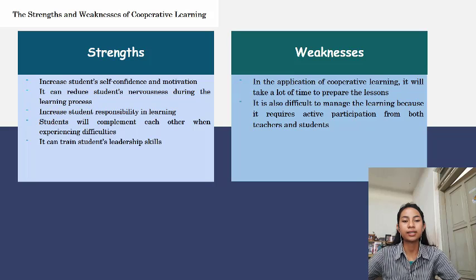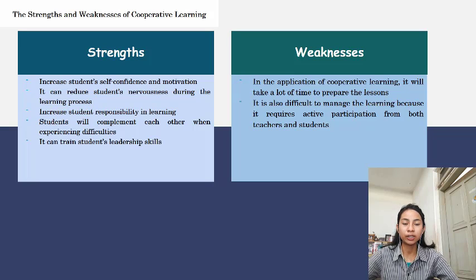And for the weaknesses, we know that each learning definitely has weaknesses, as well as cooperative learning. In the application of cooperative learning, it will take a lot of time to prepare the lessons. As we know that in cooperative learning, there is formal cooperative learning group as one type of cooperative learning. This formal cooperative learning group is very effective for long-term learning. So this learning will take longer in the preparation for the implementation.